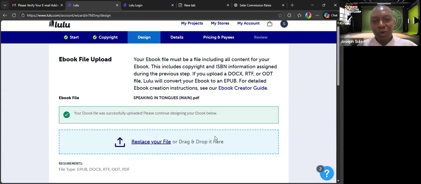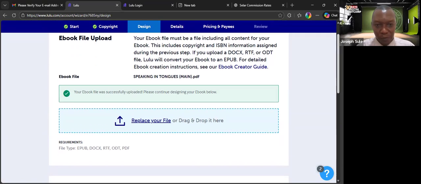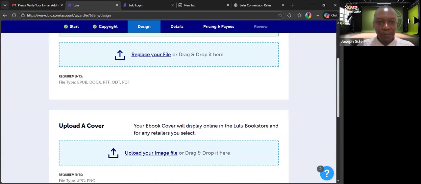Please, when you are ready to upload, go and change the name of the file. If the book is Speaking in Tongues, let the name of the file be Speaking in Tongues. Okay? It makes you look professional, and makes your book easy to find.